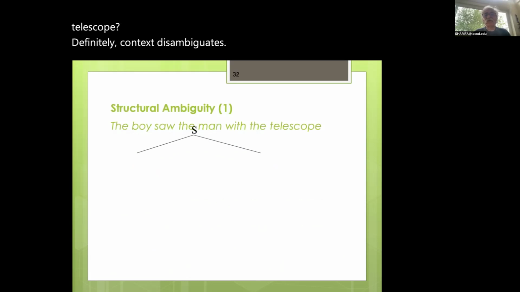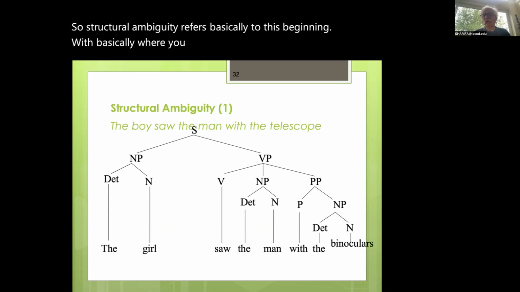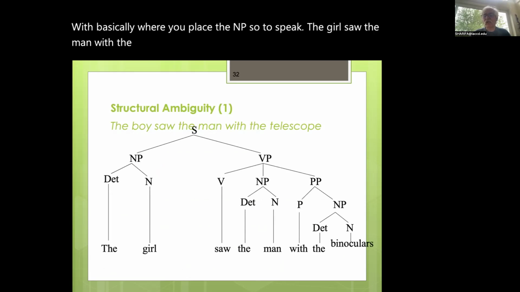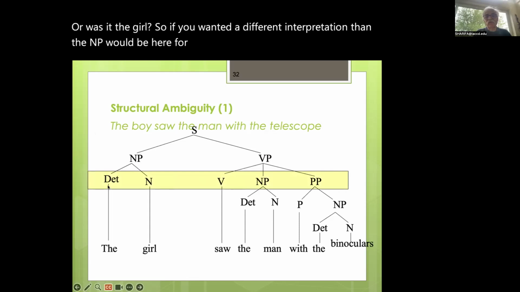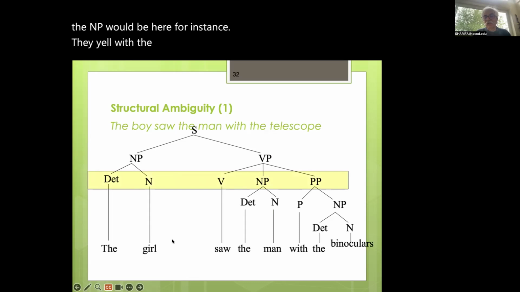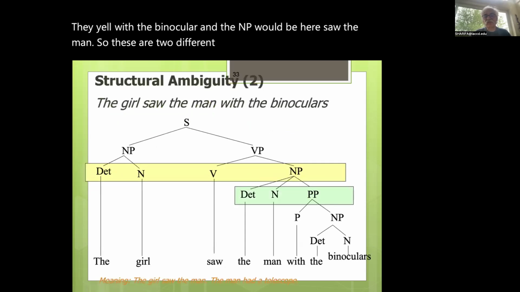So structural ambiguity refers to this, beginning with where you place the NP, so to speak. The girl saw the man with the binocular. Was the man with the binocular, or was it the girl? So if you wanted a different interpretation, then the NP would be here. For instance, the girl with the binocular, the NP would be here, saw the man. So these are two different interpretations.